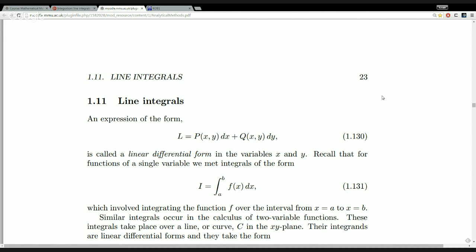So switch back to the notes. This is page 23.